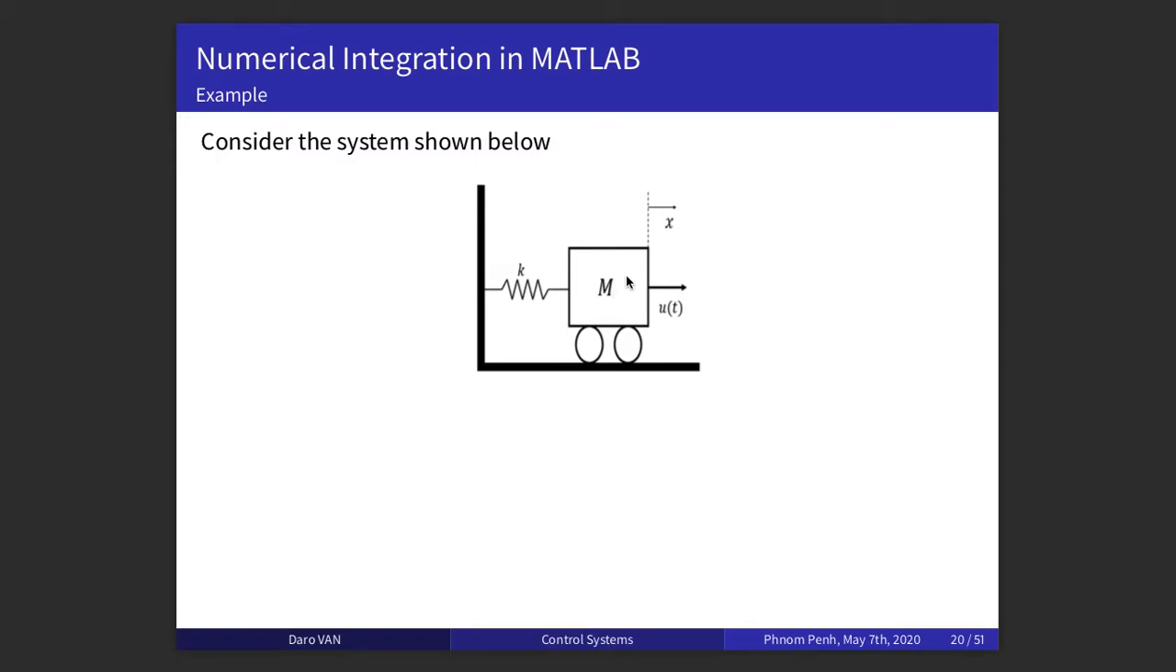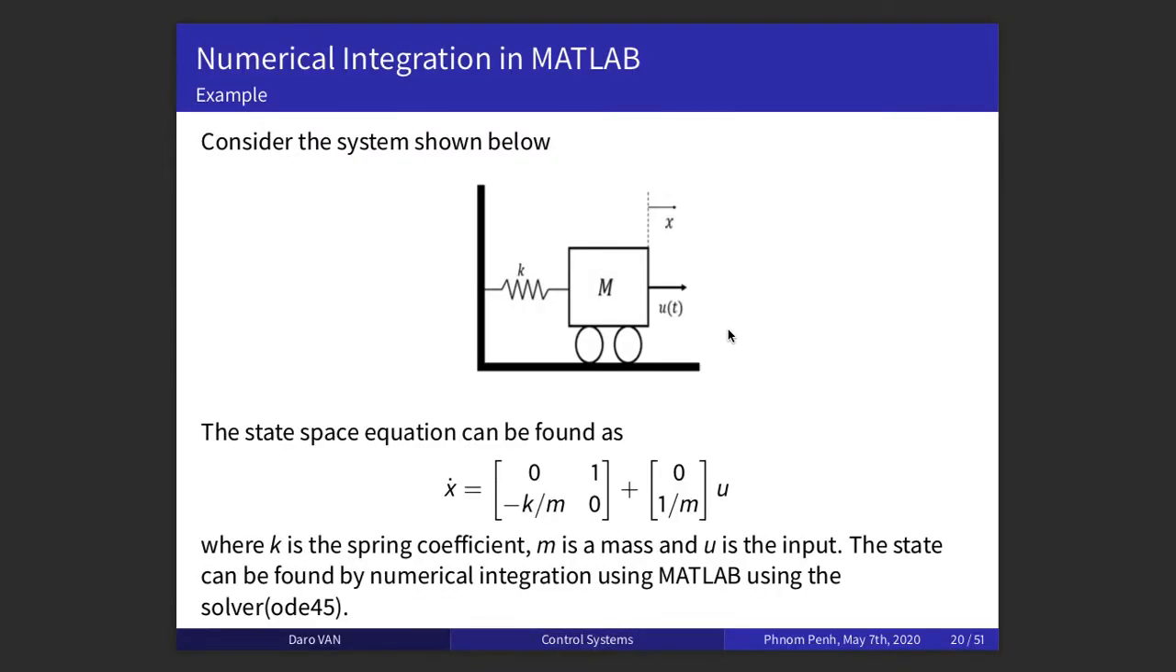Okay. So we will do a little bit of demo, but we consider a very simple example. Basically, only a cart with a mass connected to the wall by a spring, and we have the input u like this, and the state space equation can be found like this. We already did a lot of examples, and you know how to get this model by yourself. Okay, so k is a spring coefficient, m is a mass, and u is the input.